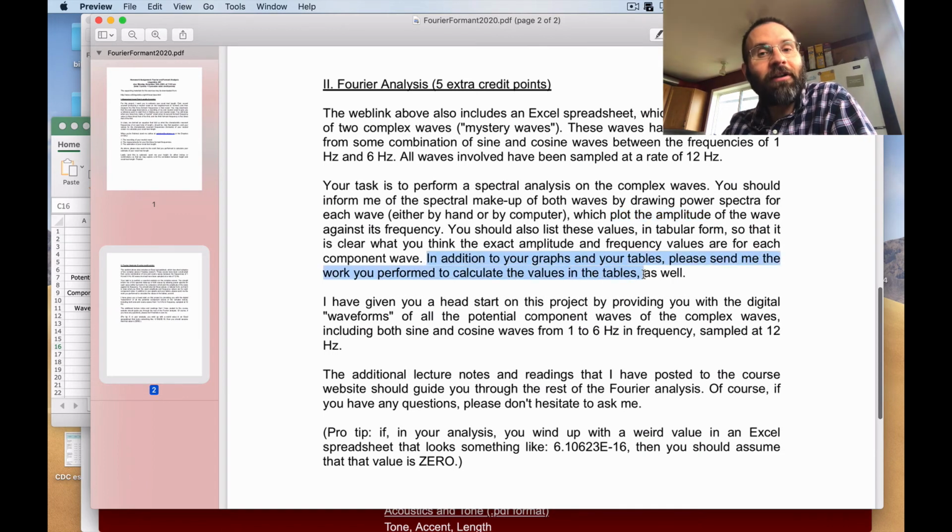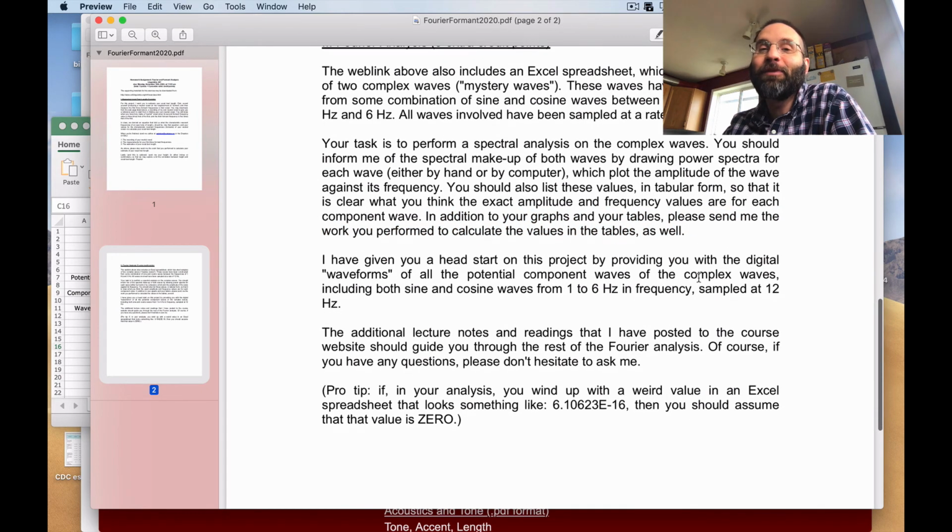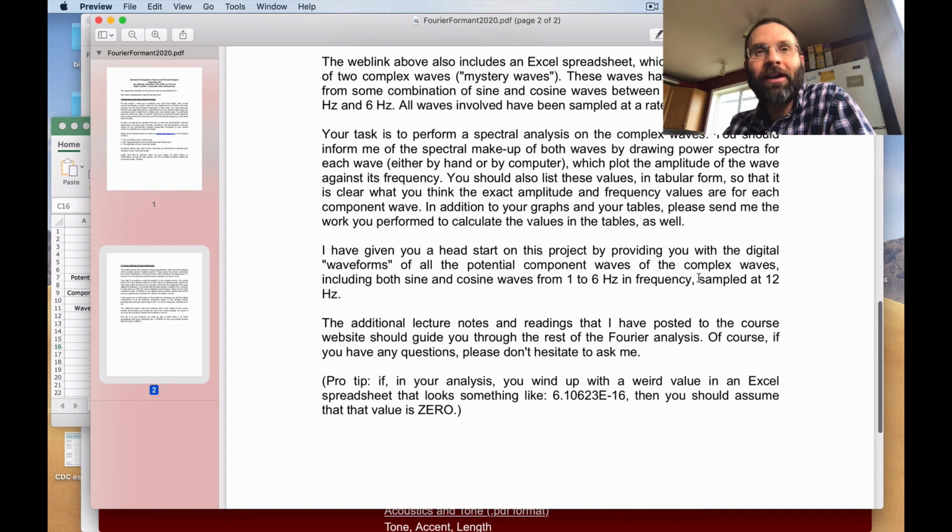Also, as above, if you do this, send me the work you did to calculate these values in the table as well. You're not going to get full credit for this exercise if you do not send me that work, because I need to know what you did. This is not super easy to do. It's within your capability, but it will take some work, and I want to know what work you did to get there.